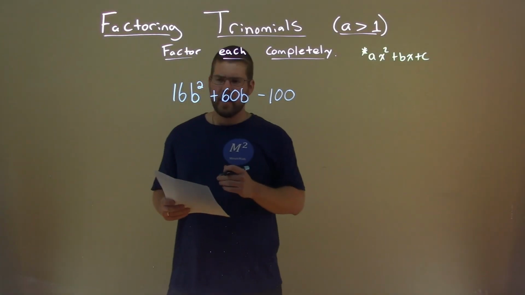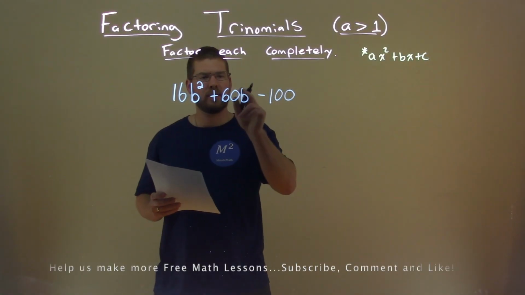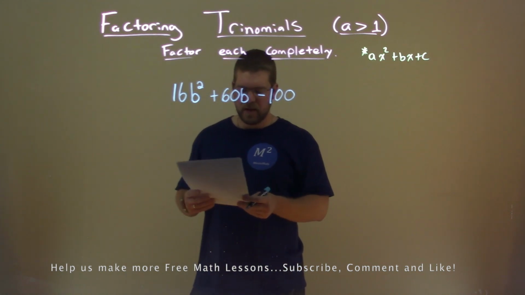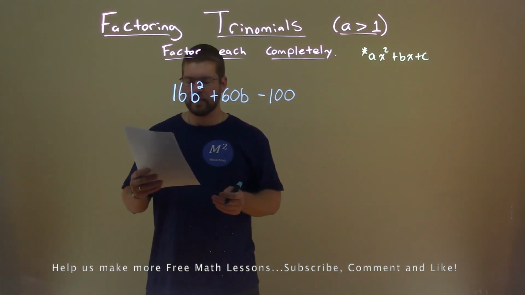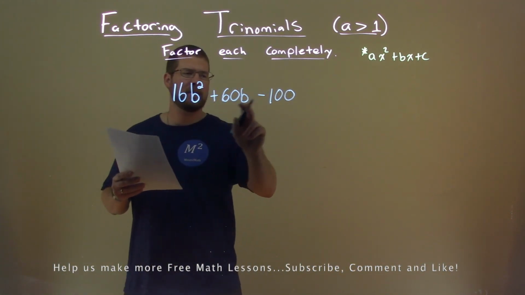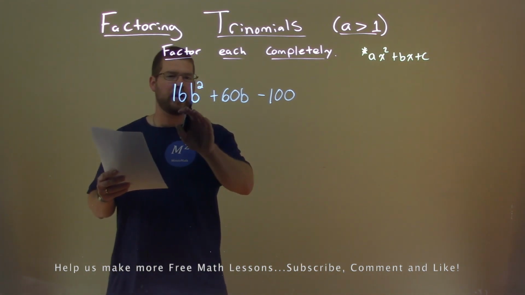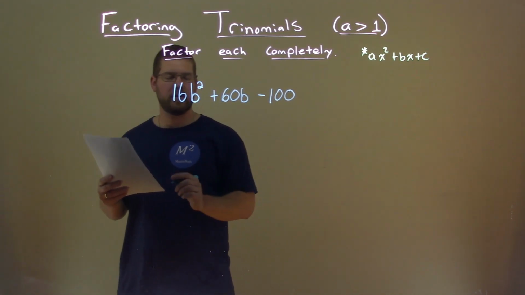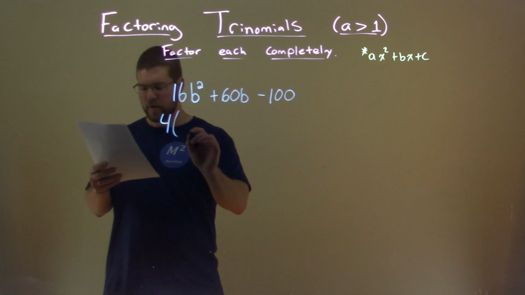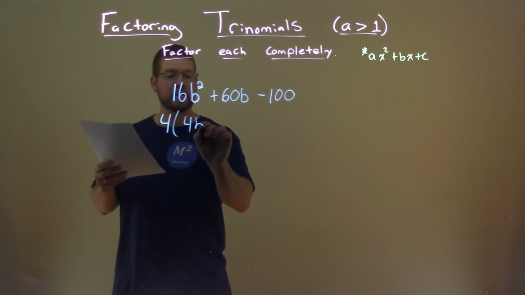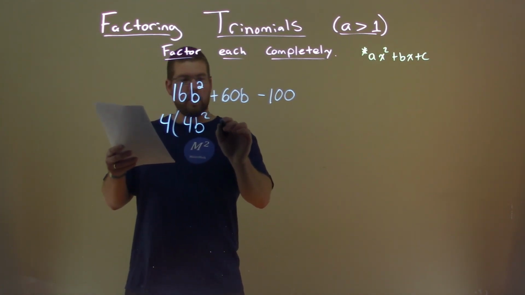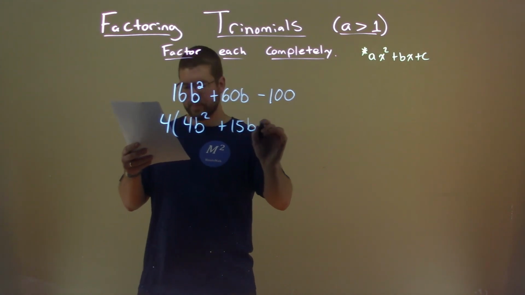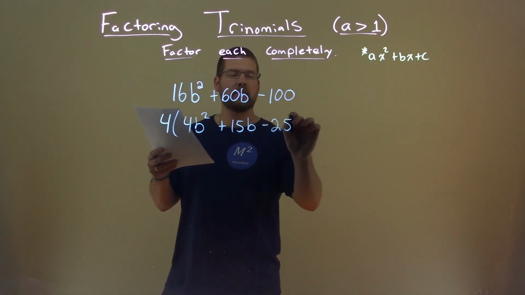We're given this problem right here, 16b squared plus 60b minus 100, and we need to factor this completely. First thing I'm looking at this is I can probably pull out a common factor. And 4 goes in all of these parts. So if I pull out a 4, I'm left with 4b squared plus 15b minus 25.